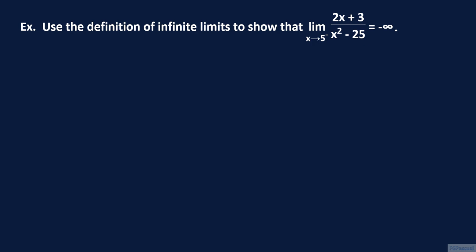In this exercise, we will use the definition of infinite limits to show that the limit as x approaches 5 from the left side of the fraction (2x + 3)/(x² − 25) is minus infinity. Before we get started with the proof, we call attention to the fact that 5 has a minus superscript in the limit notation.